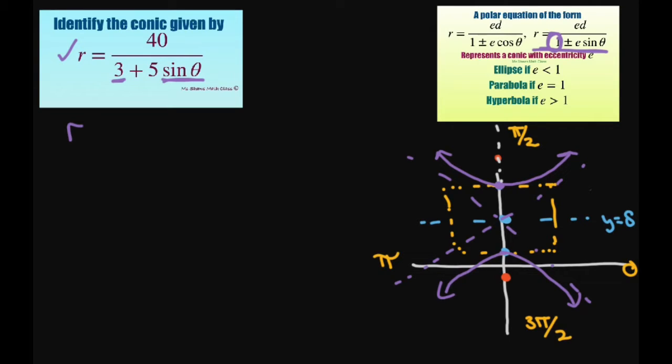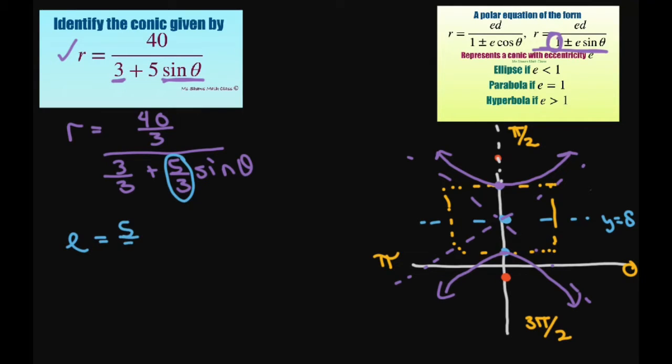So we're going to have r equals 40 divided by 3, and then 3 divided by 3 plus 5/3 sine of theta. Now what this means is our e is 5/3. So if e equals 5/3 and 5/3 is greater than 1, that means we have a hyperbola, which I already kind of sketched here just to save some time. We don't have to sketch it, we just have to identify it. So if that's all you needed, that's it. But I'm going to write some more information down.